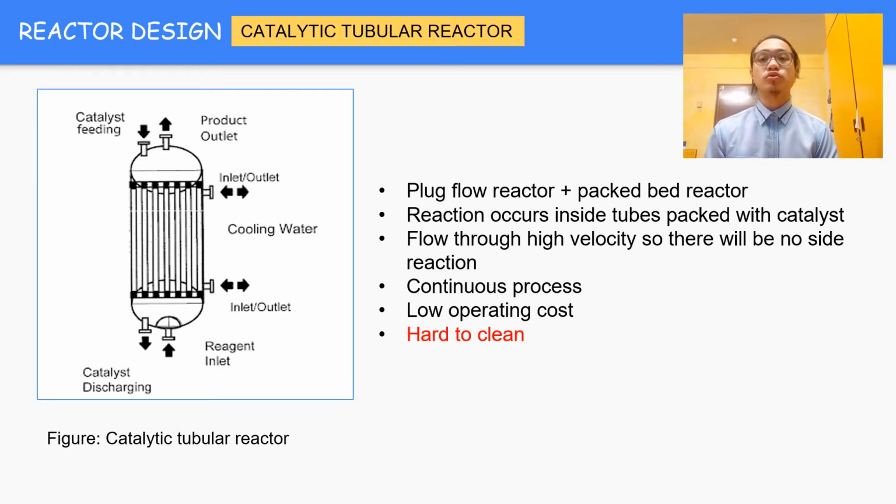And also the flow through the reactor is at high velocity, so that there will be no side reaction. When there is no side reaction, there will be higher yield of H2 production. And it also operates continuously, and it has low operating costs. However, the disadvantage of this catalytic tubular reactor is that it is hard to clean. But it is more convenient than any other reactor there is.